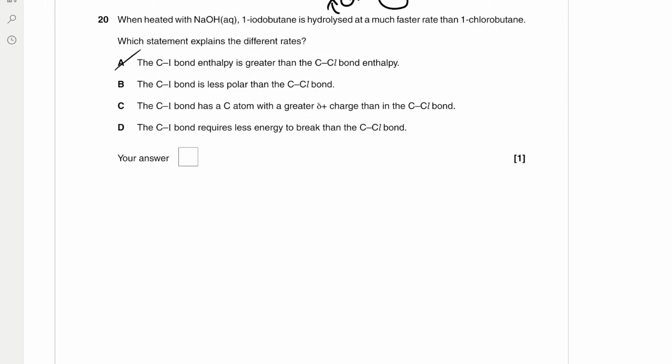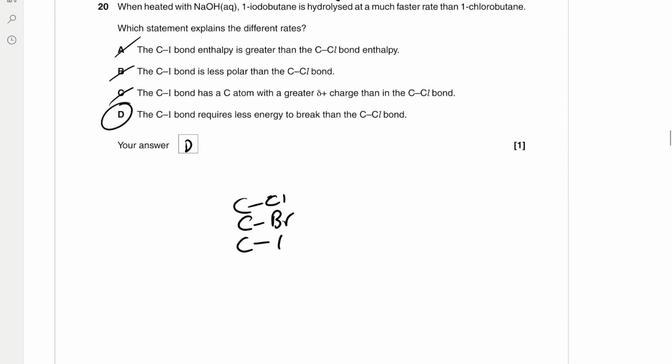The C-I bond is less polar than the C-Cl bond. No, that's not a valid reason. The C-I bond has a carbon atom with a greater delta positive charge than the C-Cl bond. No, that's not a valid reason. So it must be answer D. And if you have a look, the C-I bond requires less energy to break than the C-Cl bond. Yes, that's correct. So as you go down the group, the strength of the carbon-halogen bonds decreases, so the rate of hydrolysis increases. So then it must be answer D.